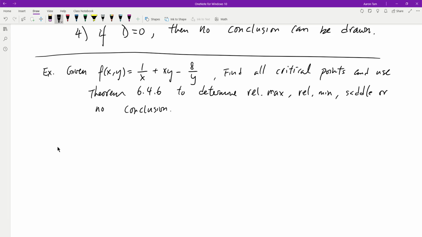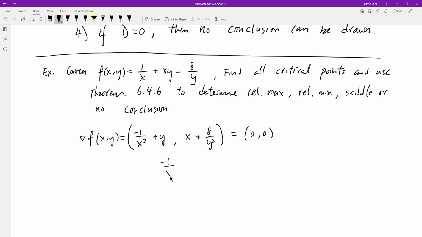So let's go for it. First we're going to find the critical points. How to find critical points would be gradient of f equal to 0. So let's start with the gradient of f. Gradient of f of x, y would equal negative 1 over x squared plus y, and x plus 8 over y squared. We set that equal to 0, 0, which is the zero vector in R2. Therefore, negative 1 over x squared plus y must equal 0, and x plus 8 over y squared must also equal 0.